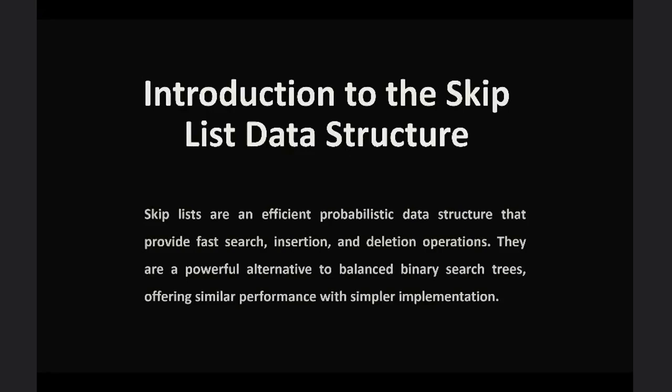Skip lists are a modern and efficient probabilistic data structure. They provide faster search, insertion, and delete operations, making them an excellent choice for various applications. Compared to balanced binary search trees, skip lists offer similar performance but with a simpler implementation.